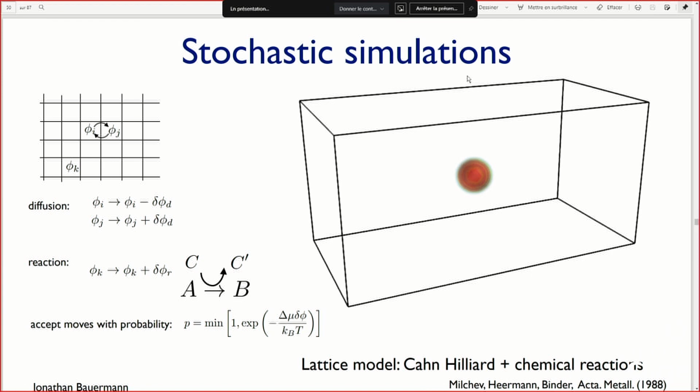Another aspect is to take into account fluctuations. And here I would like to show you a lattice simulation of a Metropolis algorithm to generate dynamics. You take a lattice, you make moves of concentration between lattice sites. It describes a fluctuating diffusive system, and we make stochastic moves associated with reactions on a given site.